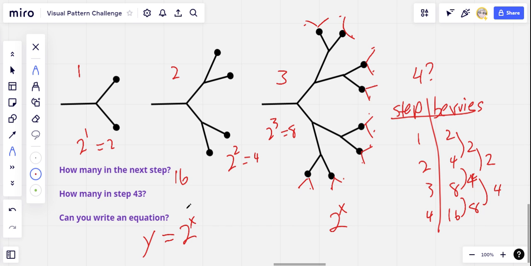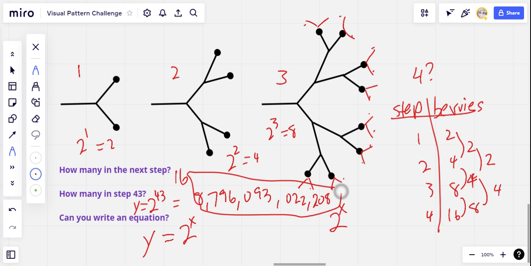Once you've got that, figuring out step 43 isn't too difficult, at least if you have a calculator. So we would say y equals 2 to the 43rd power. And when I punch that into mine, I'm getting 8,796,093,022,208. So that's how many berries in step 43.